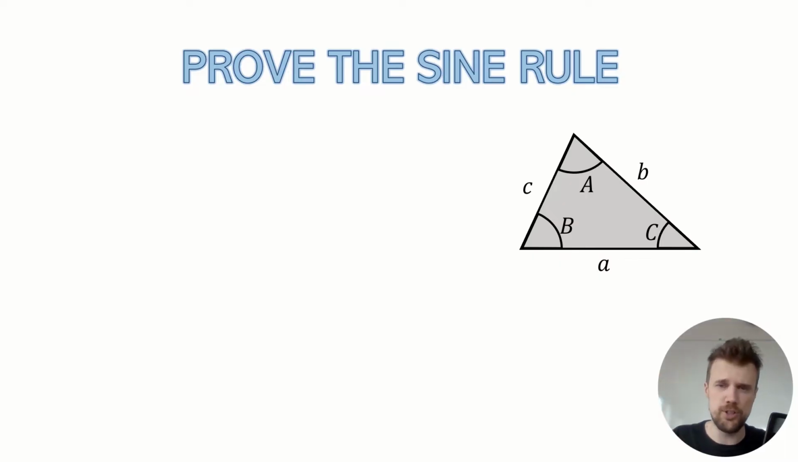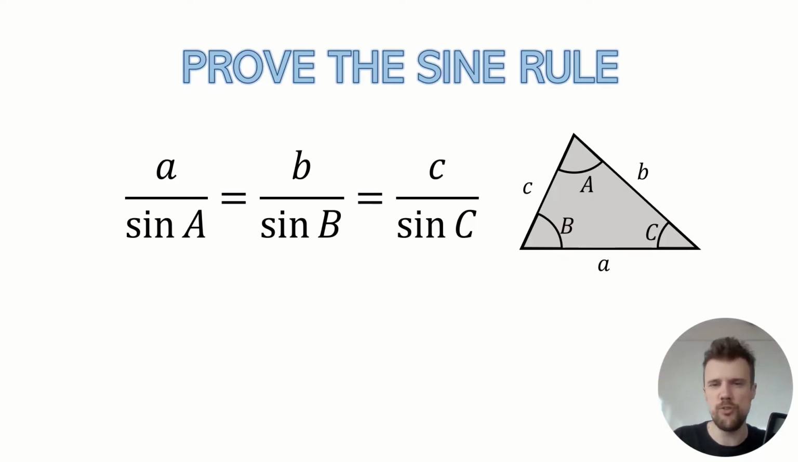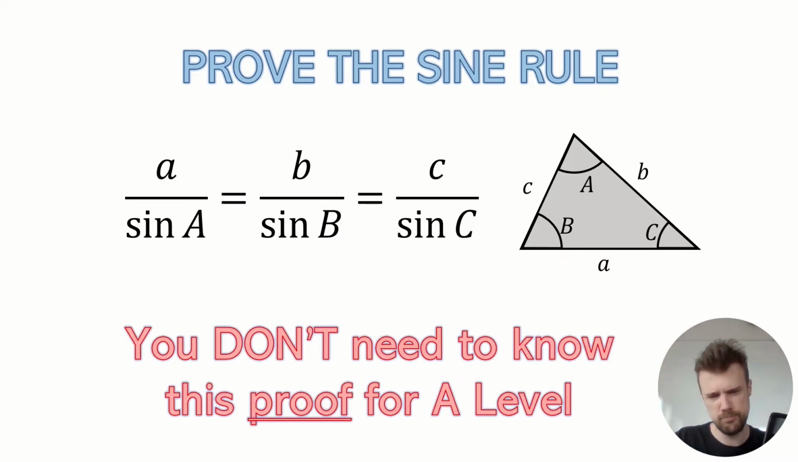If you've labelled the triangle in that way, though, you can then therefore say this must be true. a over sine A must equal b over sine B must equal c over sine C. That's the sine rule. But what's the proof? Well, before we get into the proof, I must warn you.